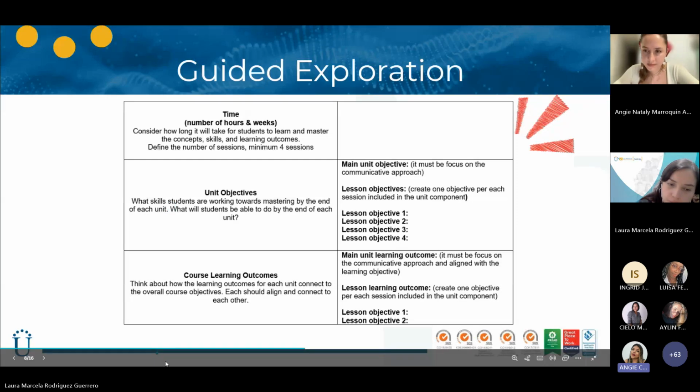Teacher, I have a question about objectives. Must the objectives be only for one ability, for example, only for writing, only for speaking, or can we work with the 4 abilities?